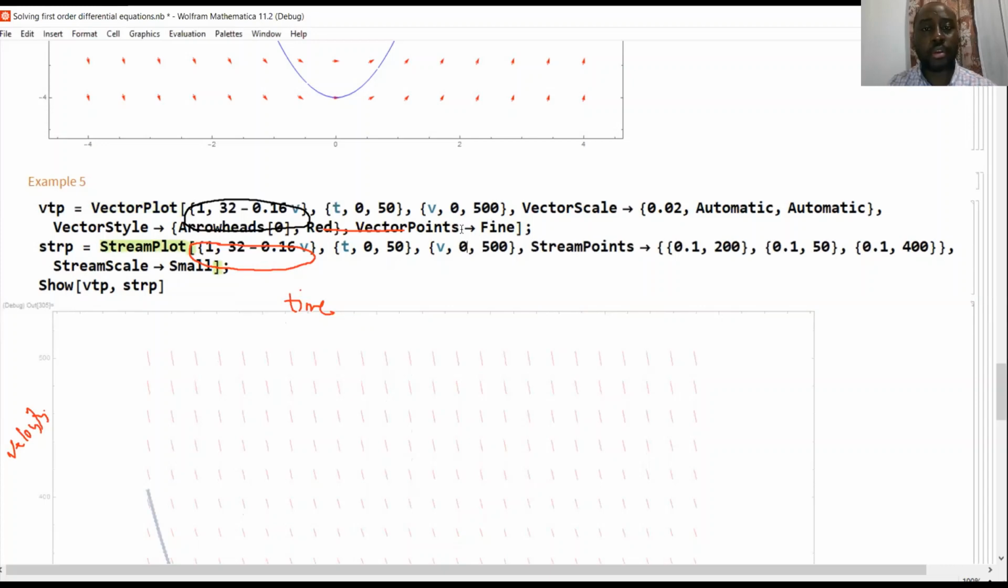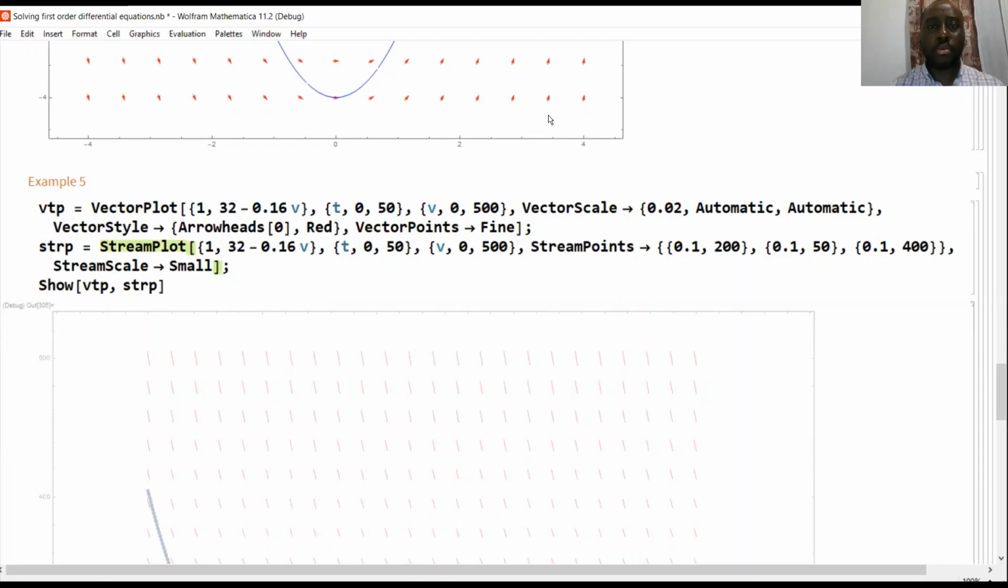Up to 500. Okay, so these velocity values I'm going to use to essentially try and analyze the system, what happens to the terminal velocity for different values of the initial velocity. Because I'm going to allow that to be the range for velocity, and then I've set options for the vector scale and the vector style.